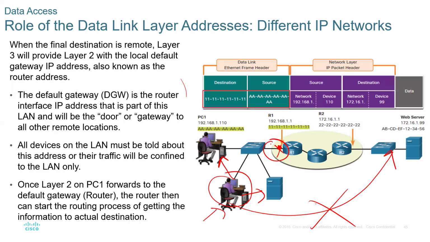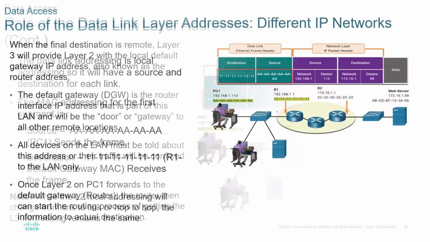Even when we are doing configurations, you need to configure every device that you have in the network with the default gateway so that it is able to identify the door out of the network. If it cannot find the door out of the network, then it cannot communicate with the remote networks. Therefore, no communication basically. Once layer 2 on PC1 forwards to the default gateway, the router can then start the routing process of getting the information to the actual destination.